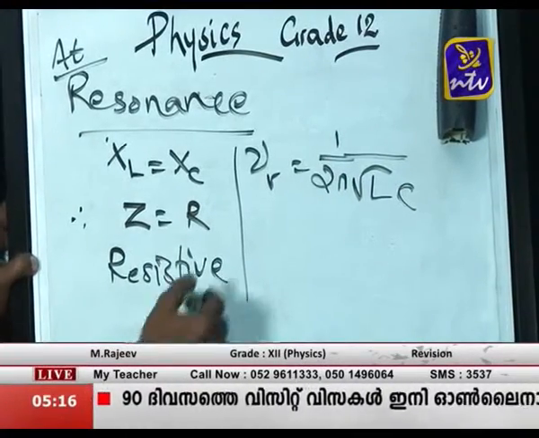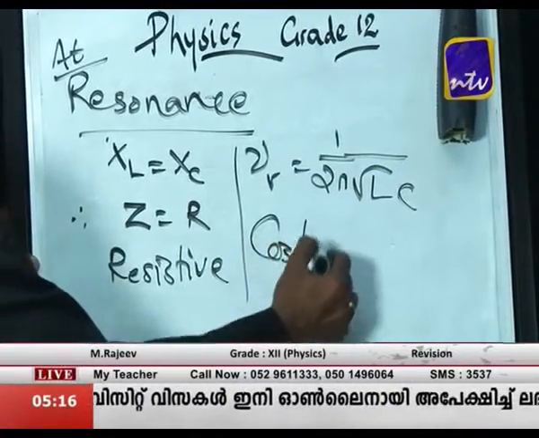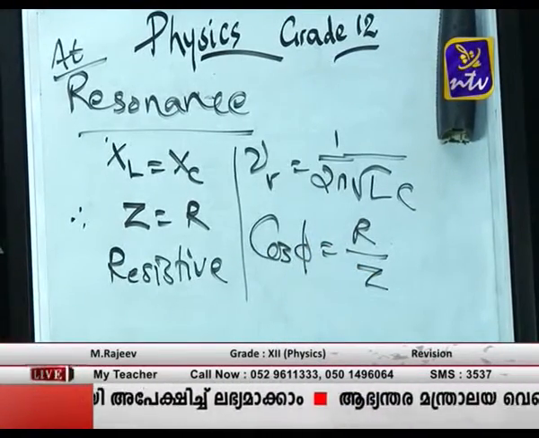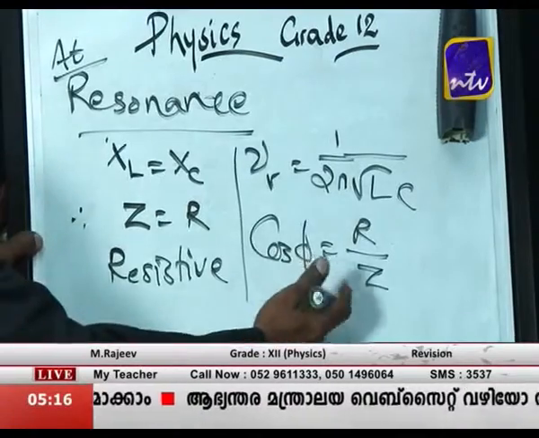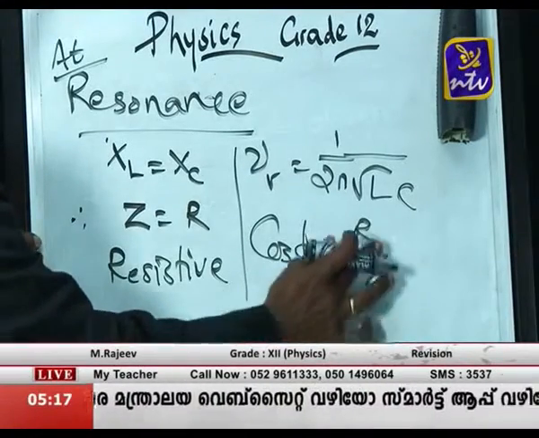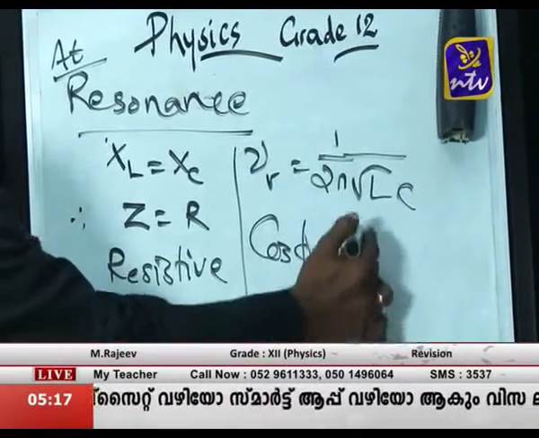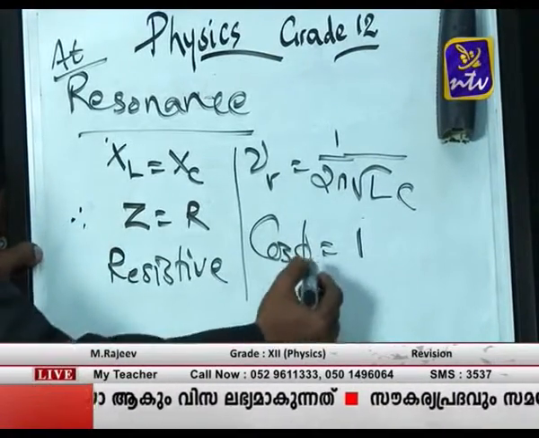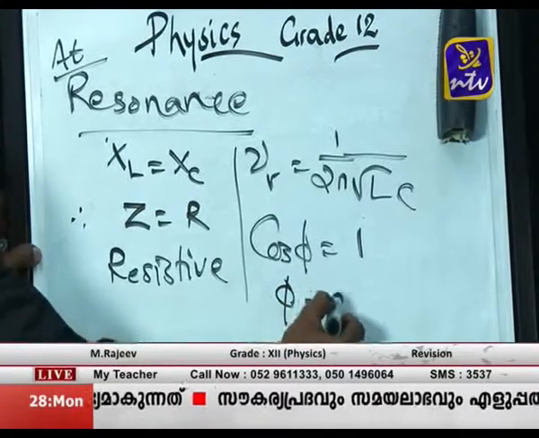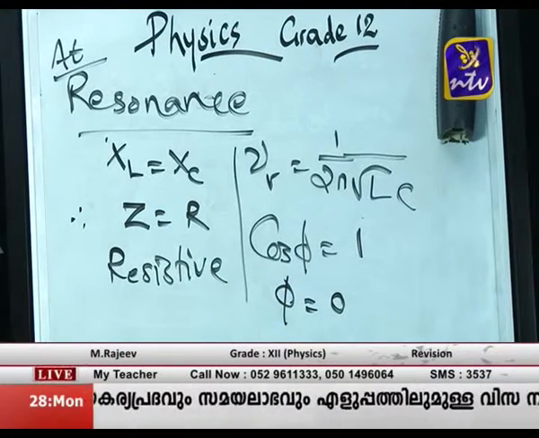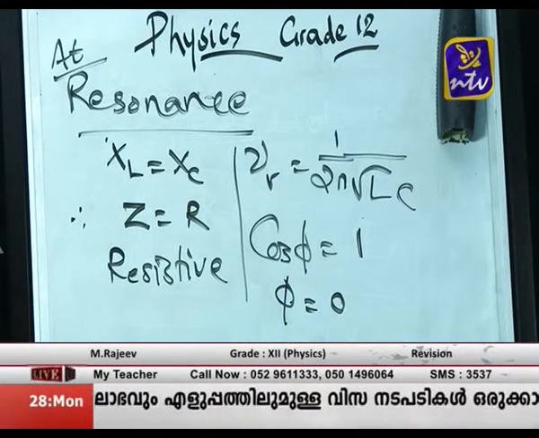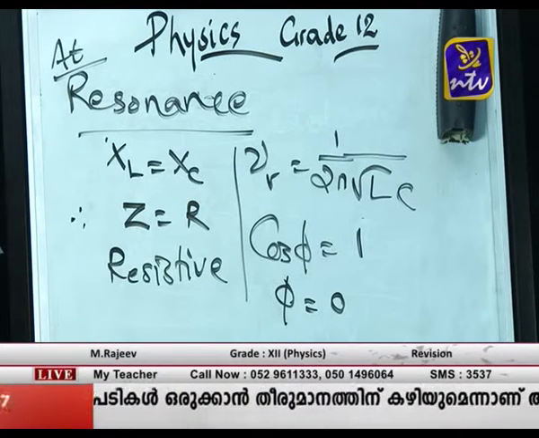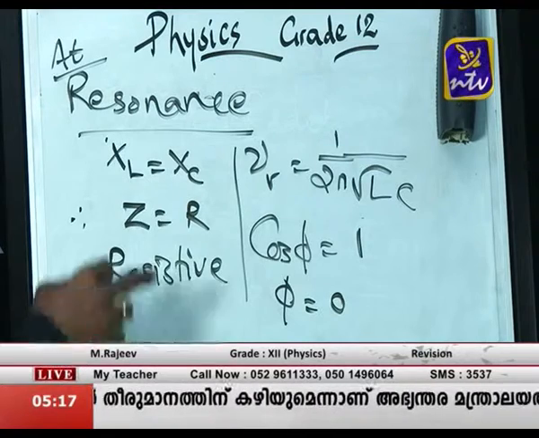We know the expression for power factor: cos phi is equal to R by Z. At resonance, R and Z are equal now. So if they are equal, cos phi becomes 1. If cos phi is equal to 1, that is power factor is equal to 1, then phi is equal to 0. That means there is no phase difference between current and voltage. Current and voltage are in phase.